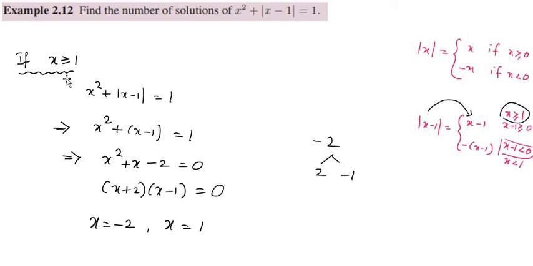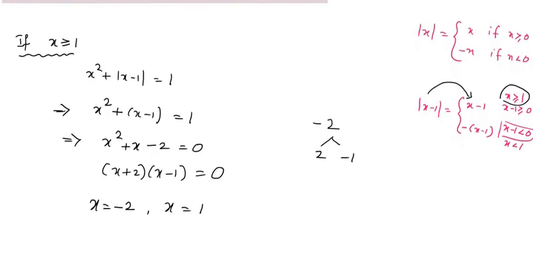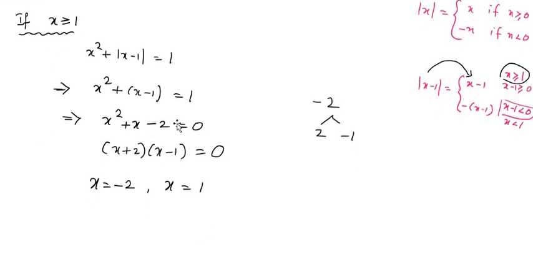Now, what case did we take? X is greater than or equal to 1. The x value has to be 1 or above; it should not be less than that. So x is equal to minus 2 is not possible, because minus 2 is less than 1. It is a negative number, so it will be less than 1. So x is equal to minus 2 is not possible. So x is equal to 1.